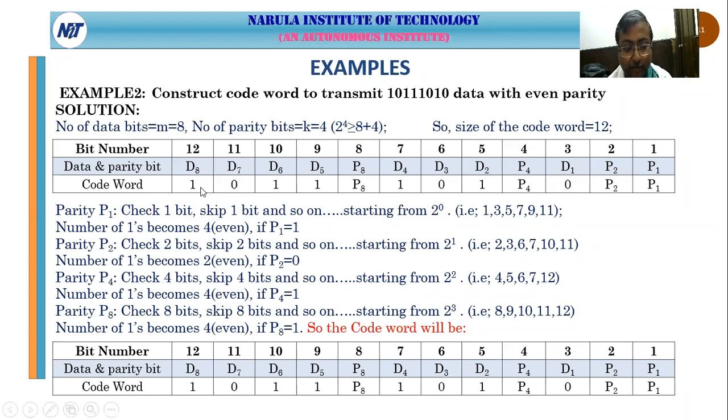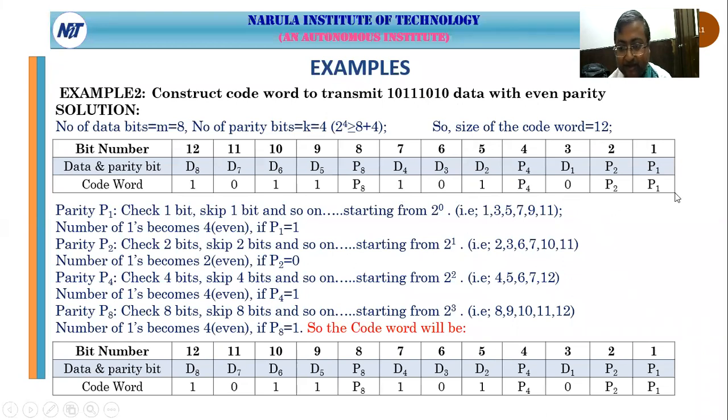Okay. So now put the values: D8 is 1, D7 is 0, D6 is 1, D5 is 1, D4 is 1, D3 is 0, D2 is 1, and D1 is 0. Here 0, 1, 0, 1, 1, 1, 0, 1. Now put P1, P2, P4, and P8. What will be the values of P1, P2, P4, P8?